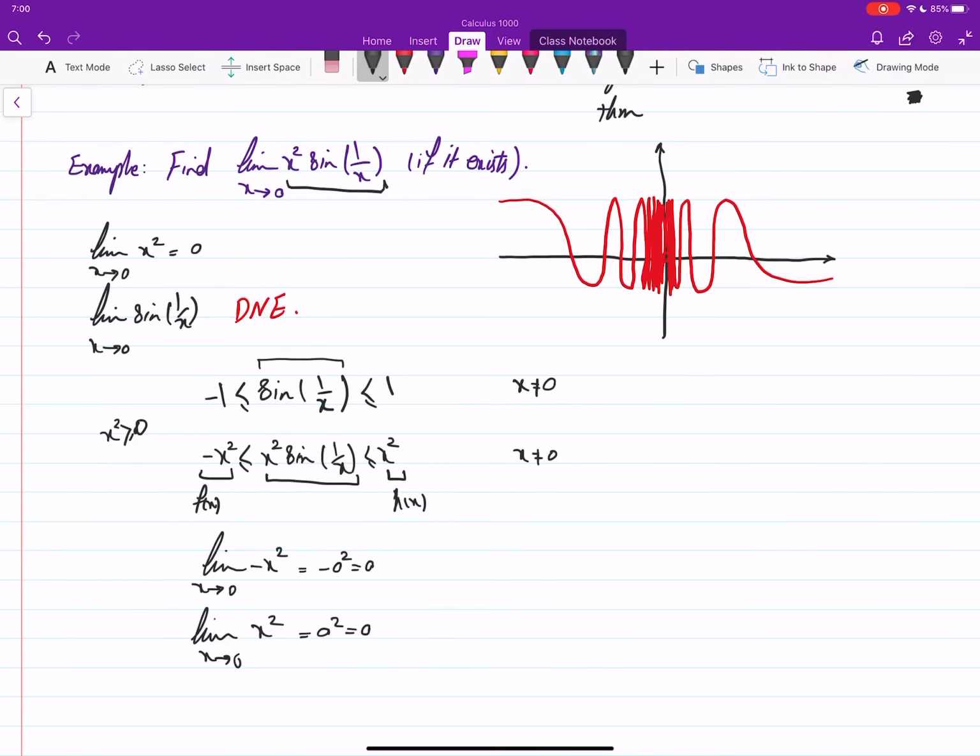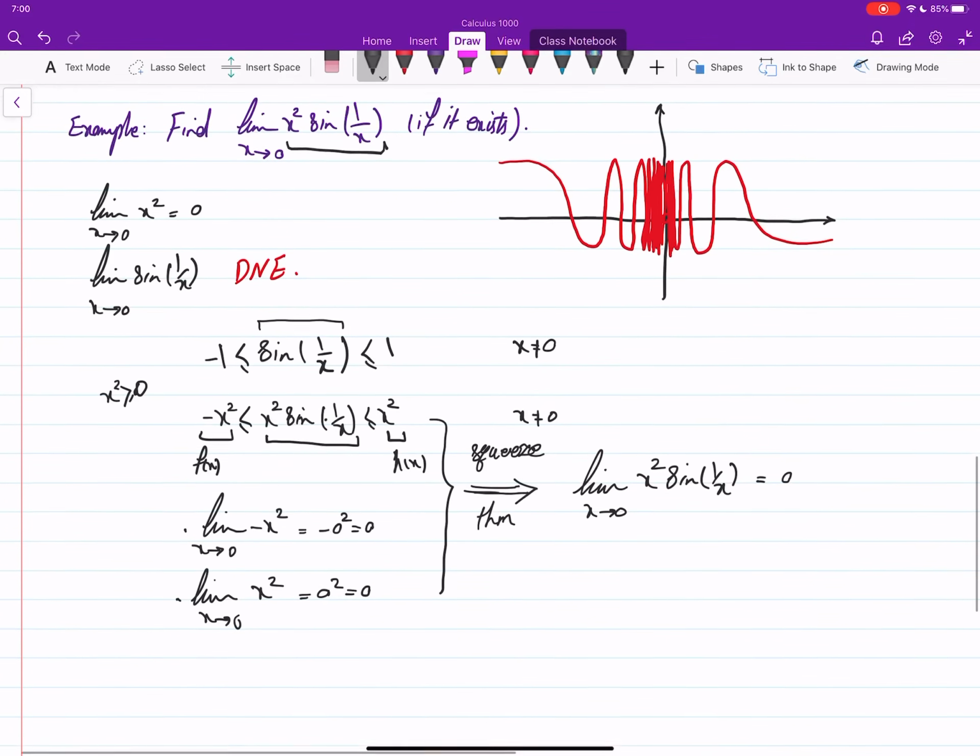Now this inequality, this limit, and this limit, all three are the assumptions of the squeeze theorem. So we can now use the squeeze theorem and conclude that the limit of the middle one exists and it is equal to what we found there, 0.